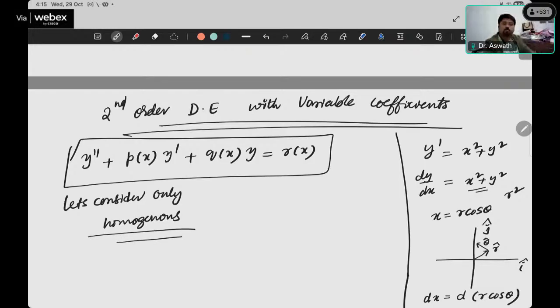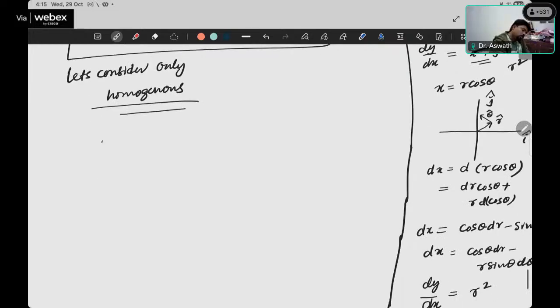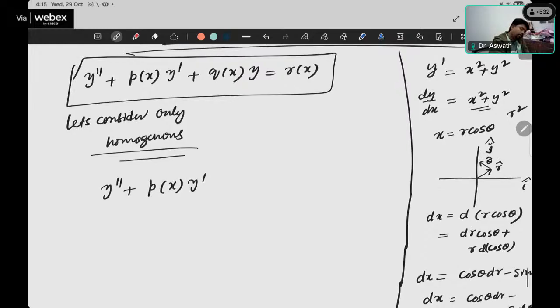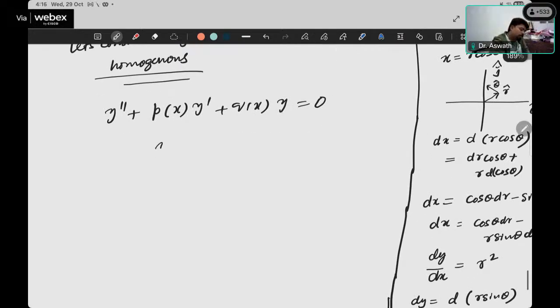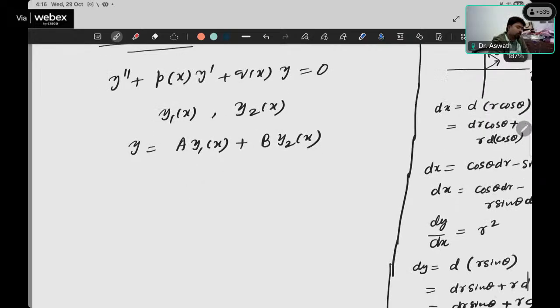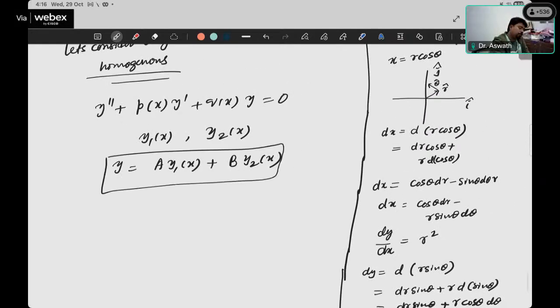Okay, so what is the homogeneous part? Homogeneous part is y double dash plus p of x y dash plus q of x y is equal to 0. Now, for the homogeneous part, we just saw earlier, the solutions would be y1(x) and some y2(x). It is easy to find. Okay, and the general solution would be some a into y1(x) plus b into y2(x). Now this is a homogeneous general solution.